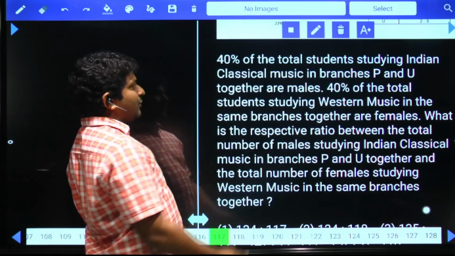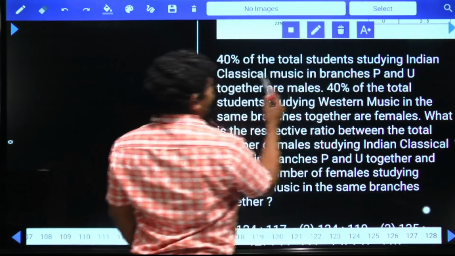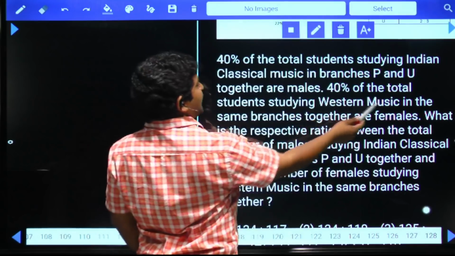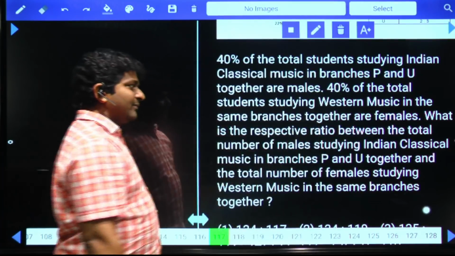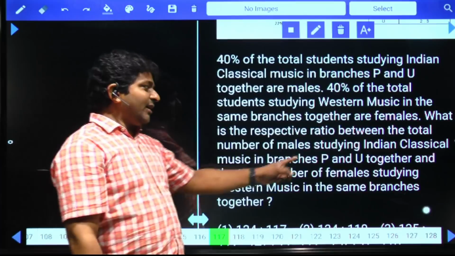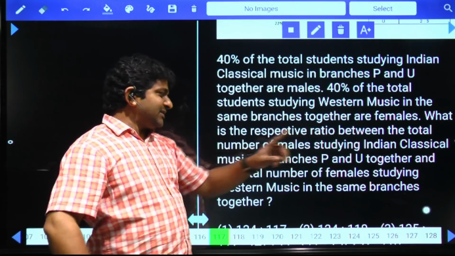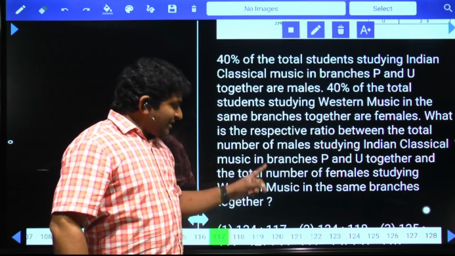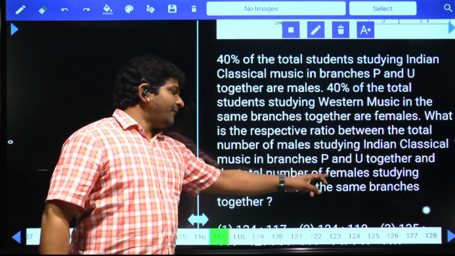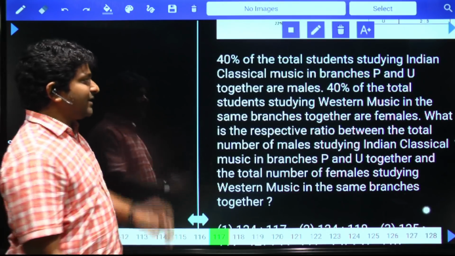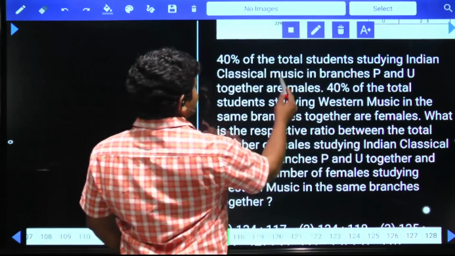Okay. ఇప్పుడు ఇండియన్ క్లాసిక్ లో 40% ఆర్ మేల్, 40% ఆఫ్ వెస్టర్న్ మ్యూజిక్ ఆర్ ఫీమేల్. మిమ్మల్ని అడిగిన క్వశ్చన్ కూడా అదే. P అండ్ U లో మేల్ ఇండియన్ క్లాసిక్, సేమ్ బ్రాంచెస్ లో ఫీమేల్ స్టడీయింగ్ ఇన్ వెస్టర్న్ మ్యూజిక్. రేషియో క్యాలిక్యులేట్ చేయమన్నారు. నౌ లెట్స్ సీ P అండ్ దెన్ U.